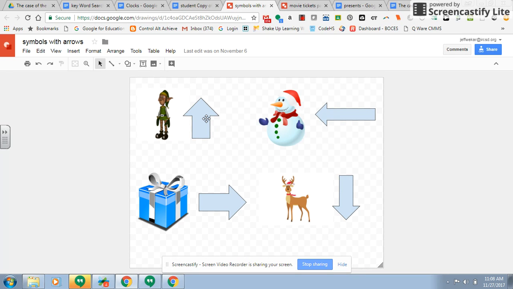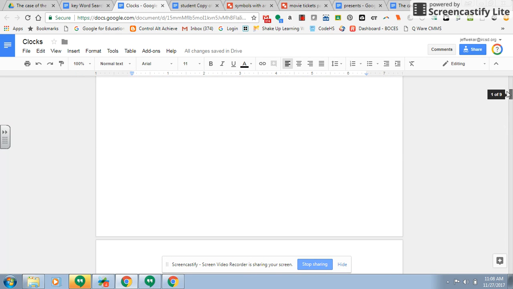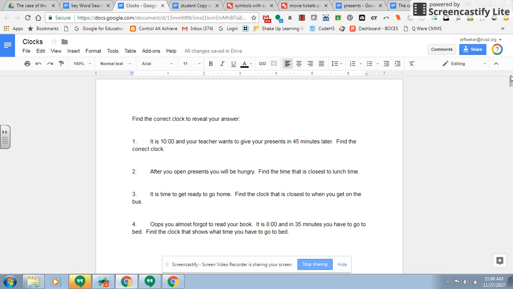The next thing to do is students can use the clocks to unlock the 4-digit clue. And the clocks give the students some scenarios. So scenario 1 says it's 10 o'clock and your teacher wants to give you presents 45 minutes later. Find the correct clock. The second scenario is after you open your presents, you will be hungry. Find the time that is closest to lunchtime. The third one, it's time to get ready to go home. Find the clock that is closest when you get on the bus.